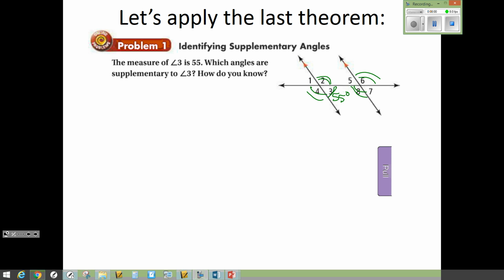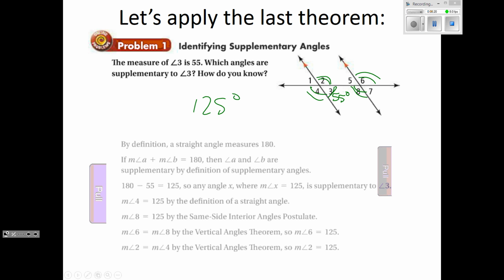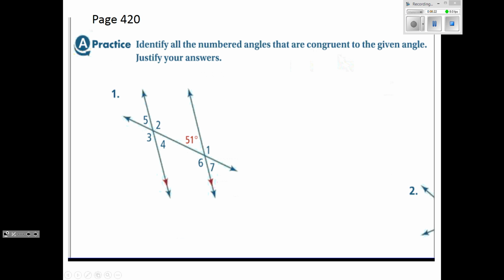Table 2, what's the measure of all of those angles? Individually. 3 is 55, yes. What's the measure of angle 2, angle 4, angle 6, angle 8? 125 degrees, right? Okay, because if it's supplementary, it's adding to 180. Okay? All right, let's see here. Oh, I didn't want to do that.